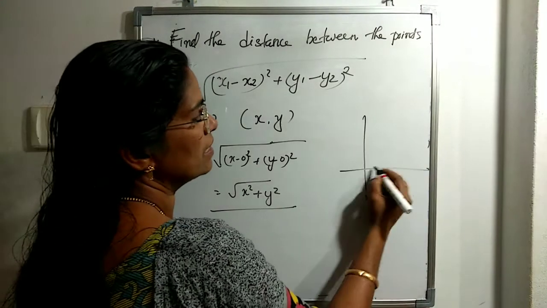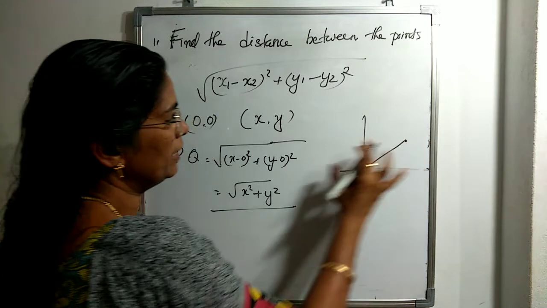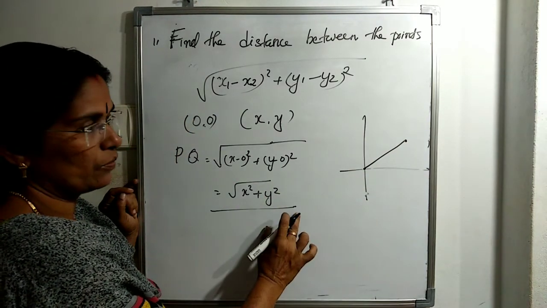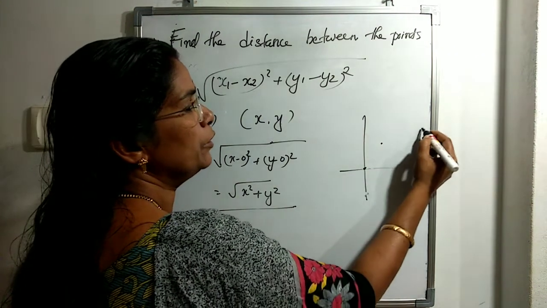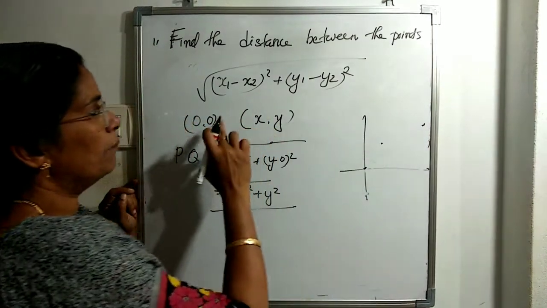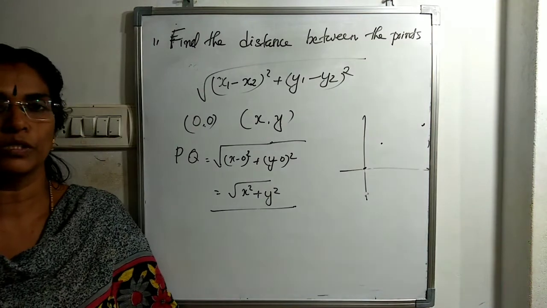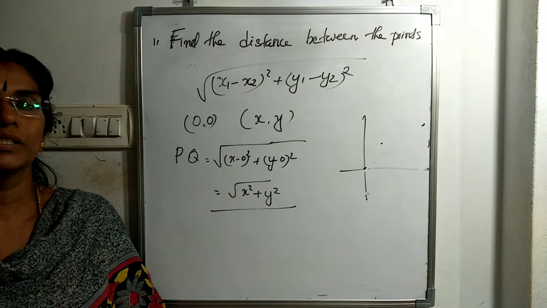Like this, in this axis from the origin, one point is given like this. Its distance we are finding with this formula. PQ is equal to root of x square plus y square. Clear? Another formula: any two points on the plane, not on the origin, then we apply (x2 minus x1) whole square plus (y2 minus y1) whole square. Clear? How to solve this question? Okay, two more questions we can solve.